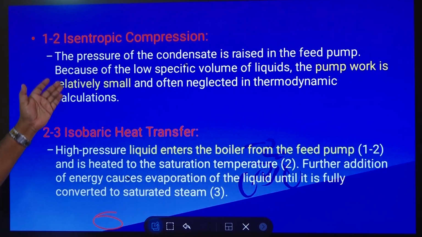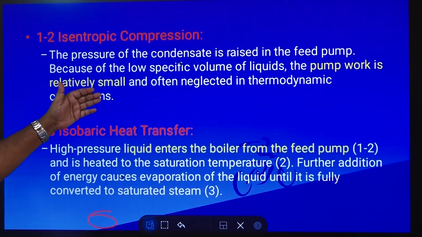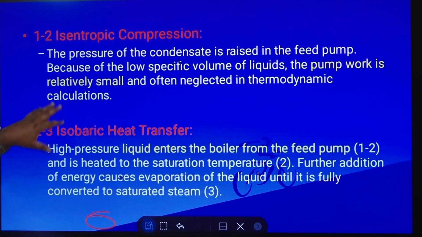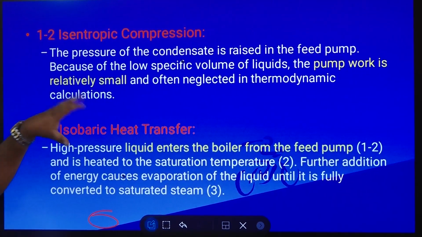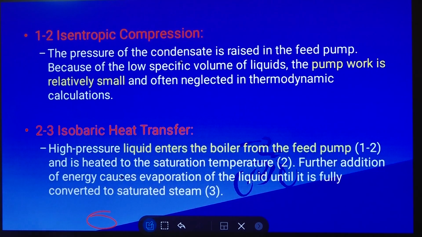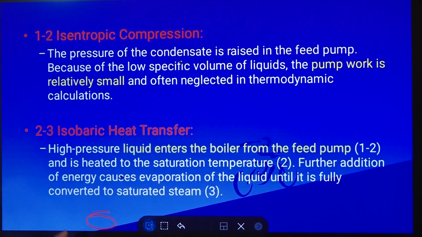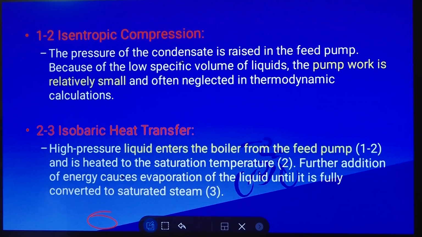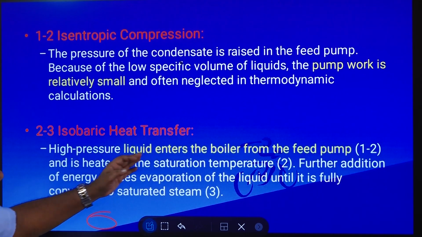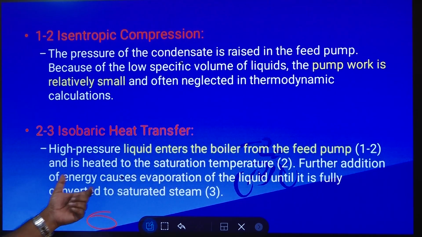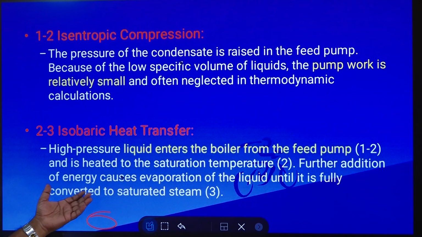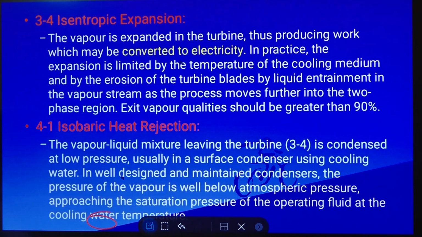As I said earlier, the pressure of the condensate is raised in the feed pump because of the low specific volume of liquids. The pump work is relatively small, and often the pump work is neglected for these thermodynamic calculations. When you go for isobaric heat transfer, that is 2 to 3, it is at constant pressure. So heat transfer takes place, that is, high pressure liquid enters the boiler from the feed pump, that is 1 to 2, and is heated to the saturation temperature. Further addition of energy causes the evaporation of the liquid until it is fully converted into a saturated steam.